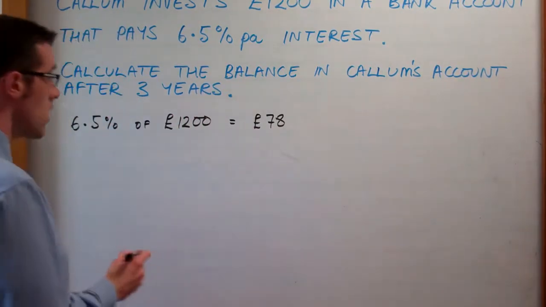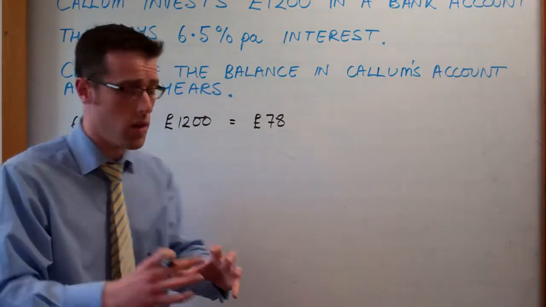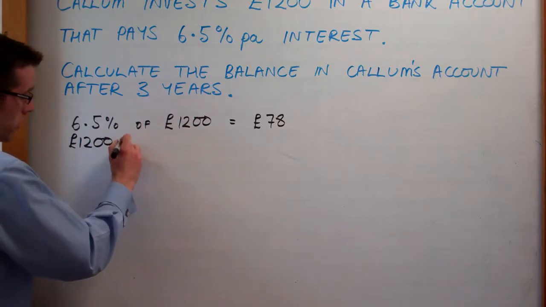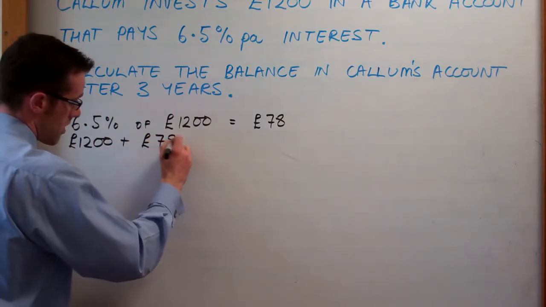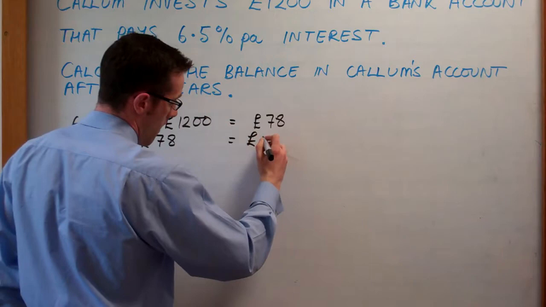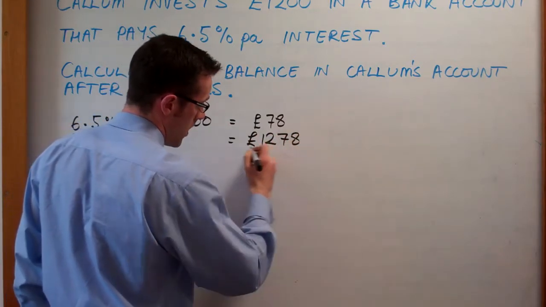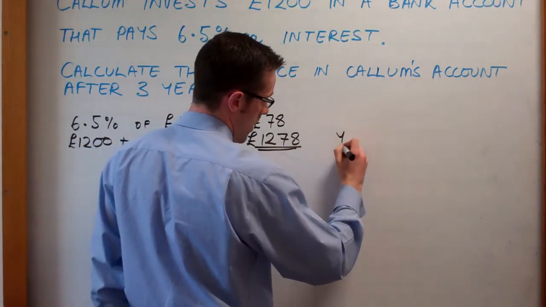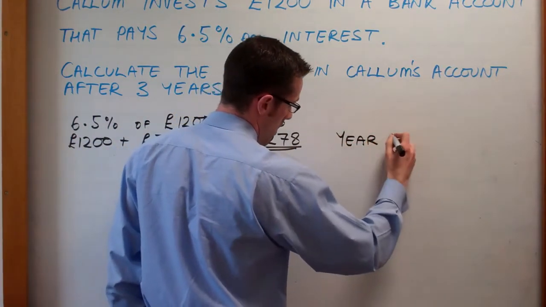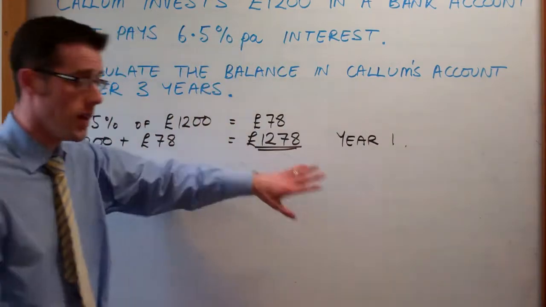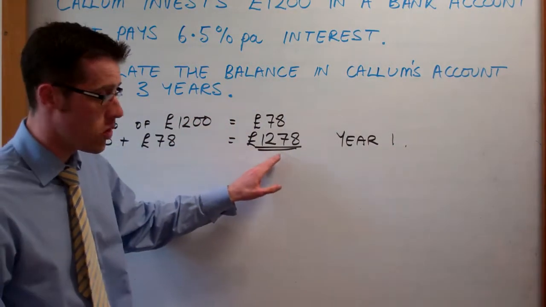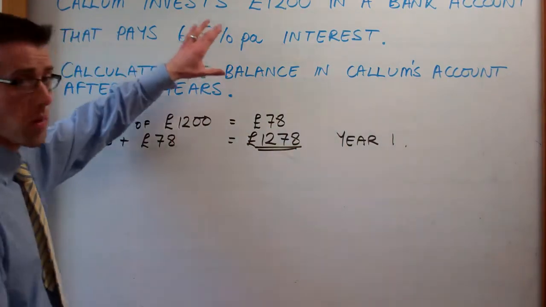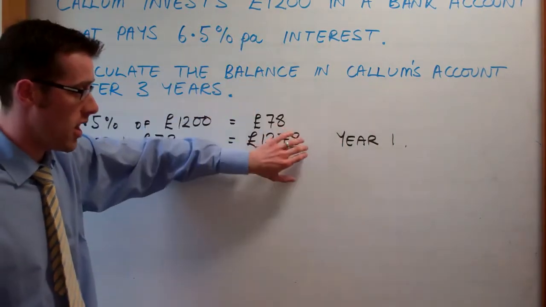Okay, so he's got £78 interest as well as his 1,200. So his balance, remember balance is what's in the account at the end, okay, is going to be 1,200 plus 78 is just equal to 1,278. So this is at the end of year 1. So after 1 year, Callum's got £1,278 in his account when he started off with £1,200. Okay, and that extra £78 is interest.